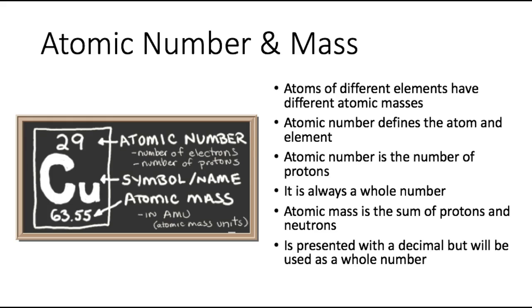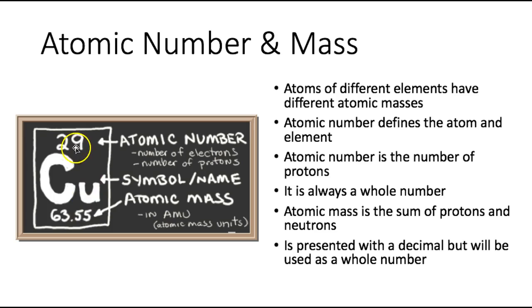The atomic number is always a whole number, as opposed to the atomic mass, which is the sum of the protons and the neutrons, and is presented with a decimal, but however will be used as a whole number in chemistry. So here in our example, we can see that the atomic number is listed at the top, and the atomic mass is listed at the bottom. We see that the atomic number is a whole number, whereas the atomic mass has a decimal.